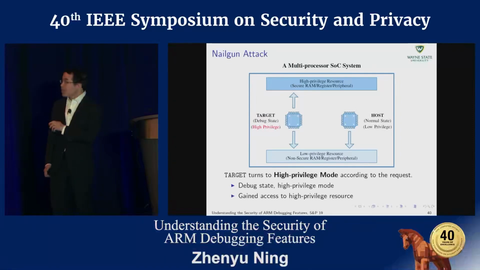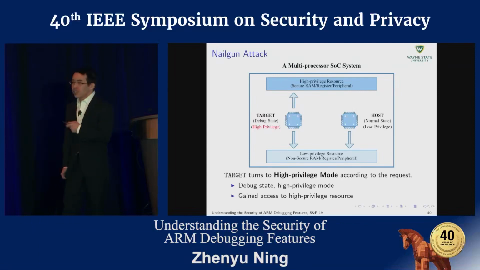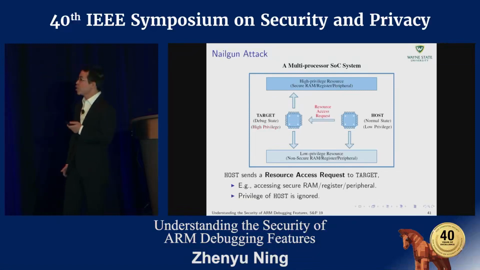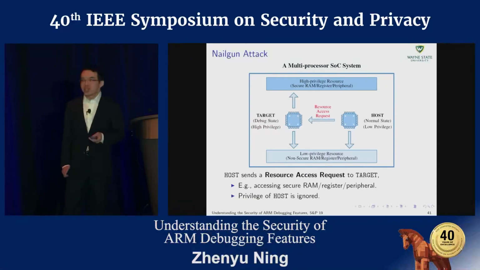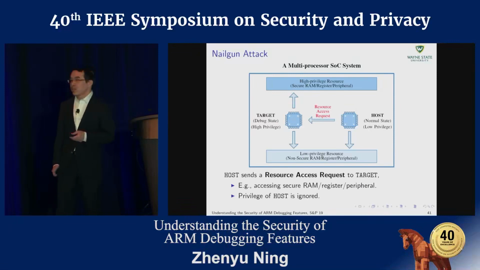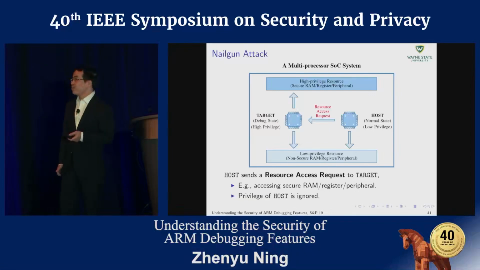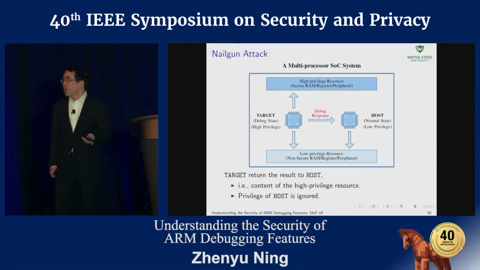But at this moment, the host is running in the low privilege mode. The target is running in the high privilege mode. The host still has full control over the target. That means the host can then send a resource access request to the target. For example, the host can ask the target to execute some special instructions to access the secure register or secure peripherals. And again, the privilege of the host is ignored. So the target will just access the high privilege resource and then return the result to the host.